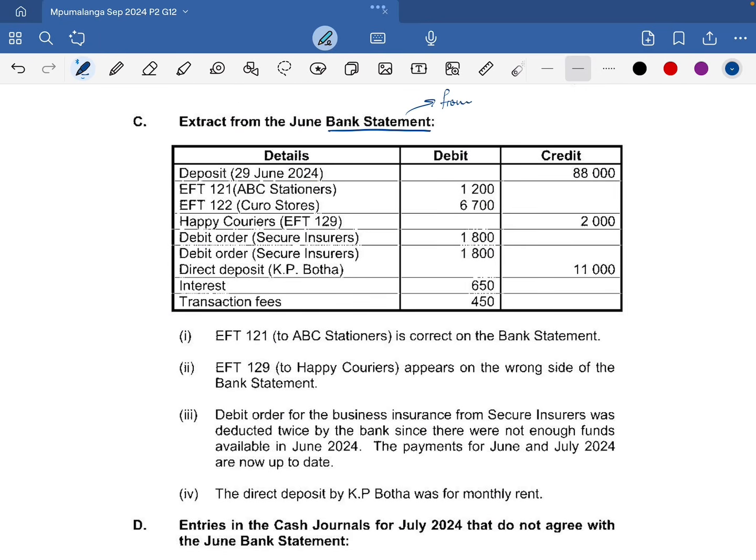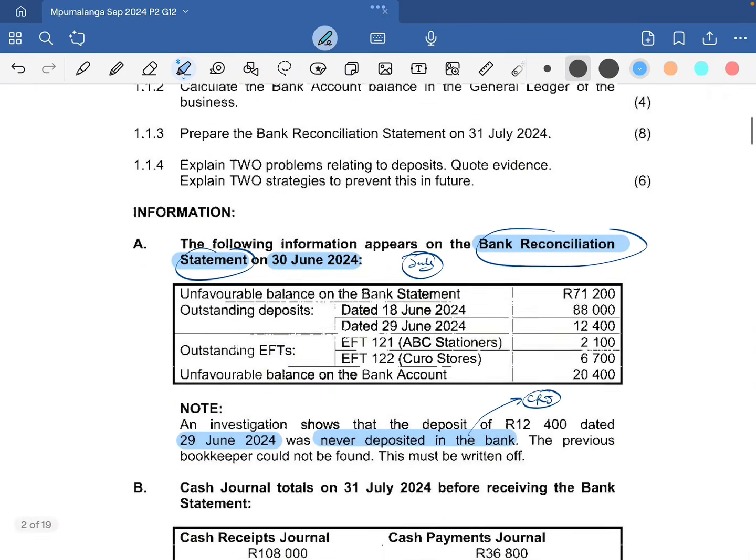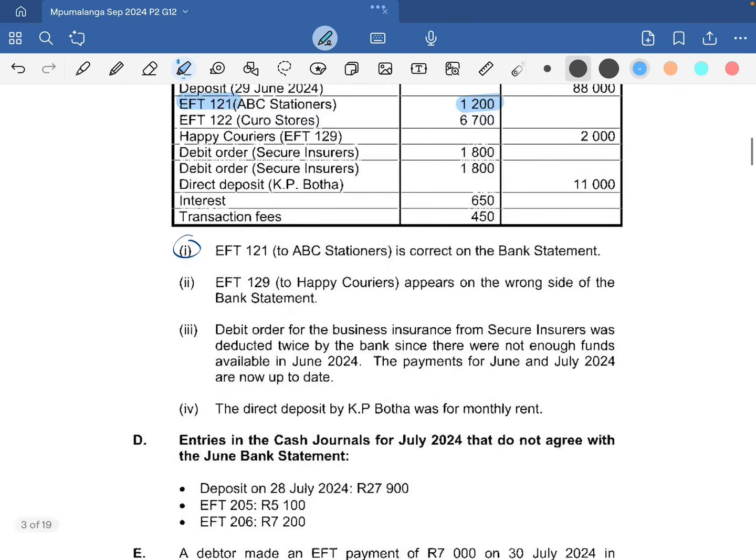So this is from the bank. Okay, and then the first Roman figure says EFT 121 to ABC stationers is correct on the bank statement. Okay, so we are seeing EFT 121 and it's 1,200. Now, when we look at what we said to the bank in the previous month on outstanding EFTs that were still yet to be paid, or we have paid but the bank never showed them, we showed this EFT as 1,200, right? But the bank then says no.